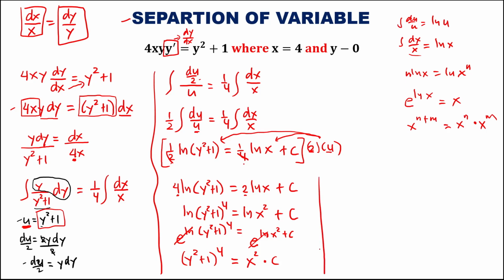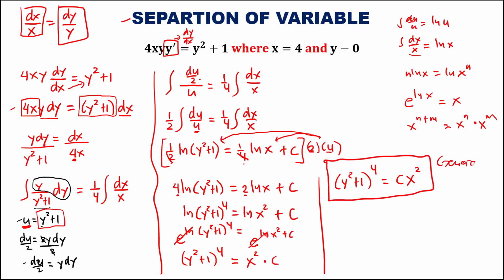Then to simplify, we have now (y² + 1)⁴ equals c times x². So this is now the general solution.